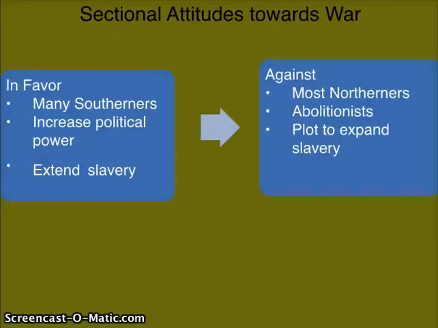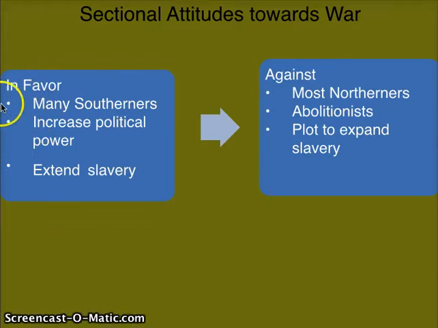Not everyone is happy about Polk's wanting to expand territory. Now, mostly the people who were against were people in the north. Again, looking at that Missouri Compromise Line, all the new territories that Polk wants to take over are all in the southern part. That means that these states would be slave states. The Northerners didn't want to see slavery expanded. So people like abolitionists were against this sort of expansion, and most of all the Northerners.